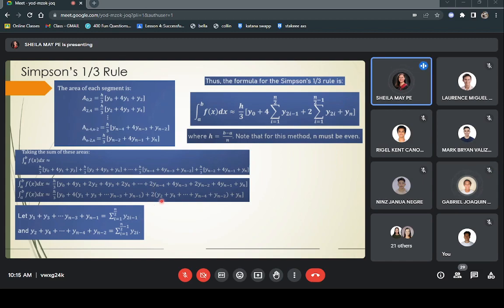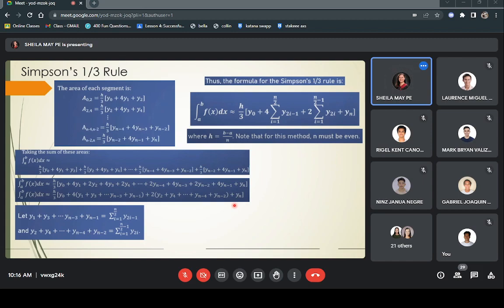Plus 2 times the summation of our even in between bases, and we don't forget the y sub n. So that's the formula for the Simpson's one-third rule, wherein h is still equal to b minus a, that's upper limit minus lower limit, divided by n. And note for this method, class, for the Simpson's one-third rule, n must be even.